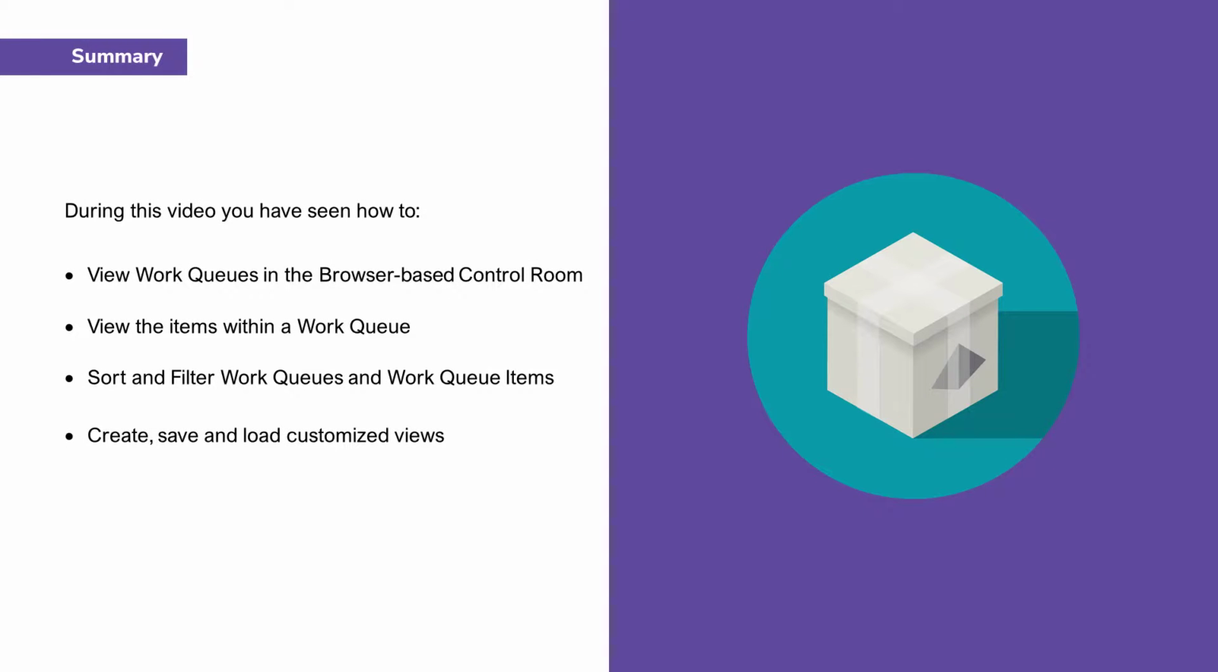Thank you for watching this video on how to monitor work queue activity in the Blue Prism version 7 browser-based control room. During this video, we've seen how to view work queues in the browser-based control room, view the items within a work queue, sort and filter work queue and work queue items, and create, save, and load customized views.